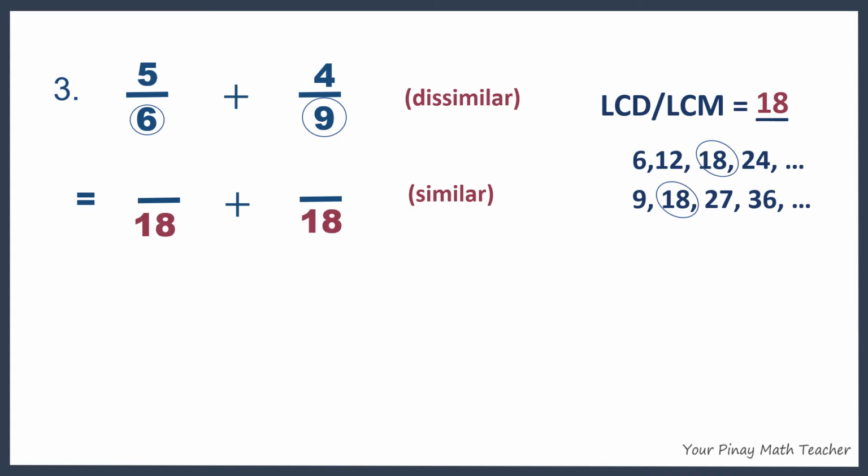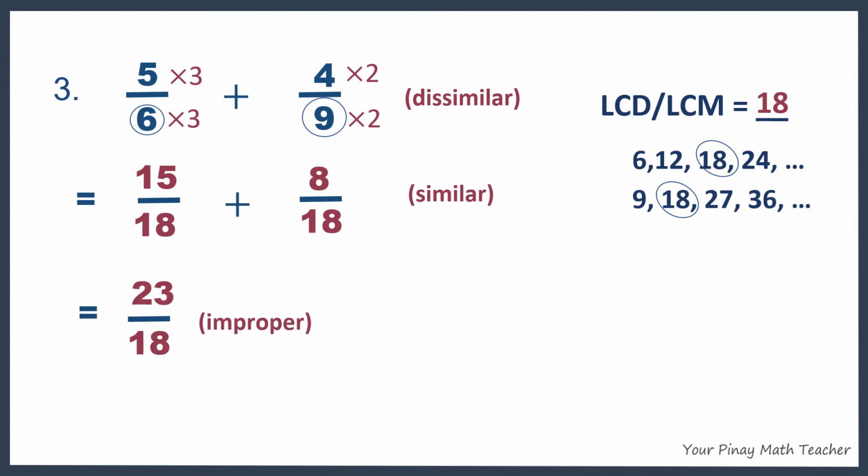So in 5/6, what will you multiply to 6 to get 18? 3. Do the same in the numerator, and in 4/9, we need to multiply both by 2. So we have our first numerator, 15, and the second is 8. 15/18 plus 8/18, we get 23/18.